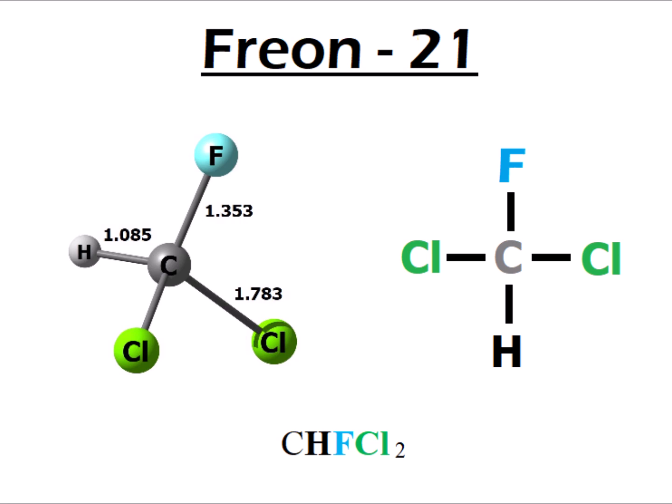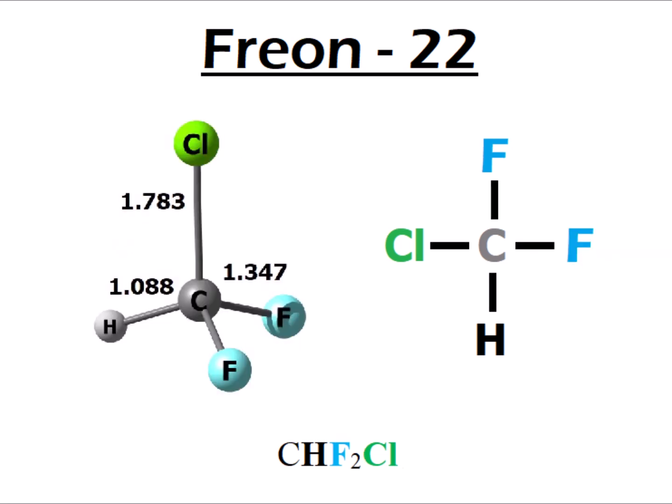Here is Freon 21. So notice here we have our first example that has a hydrogen atom. So we have CHFCl2 for Freon 21. Here is Freon 22. Remember, we add 90, so we would get 112, one carbon, one hydrogen, and two fluorines. And by the leftover valence, we know there has to be one chlorine atom for Freon 22.